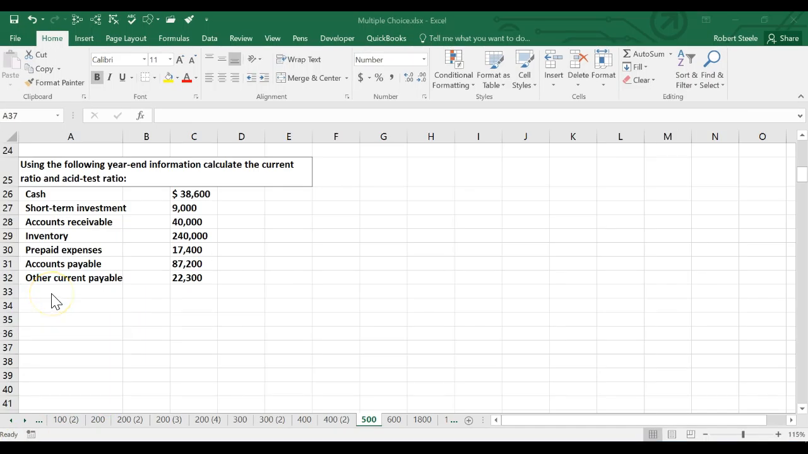Using the following year-end information, calculate the current ratio and the acid ratio. Alright, so we're going to need the current assets and current liabilities as well as quick assets. So let's calculate that first.